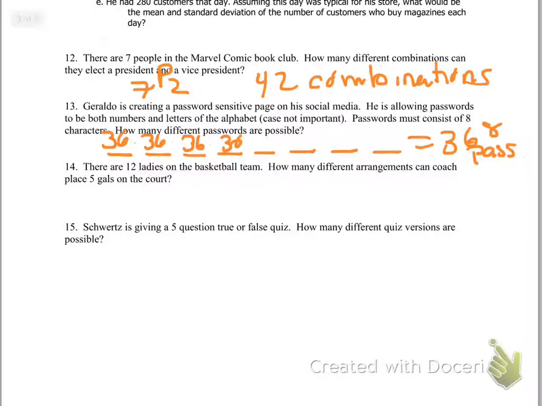Okay. There are 12 ladies on the basketball team. How many different arrangements can the coach place 5 gals on the court? So order here doesn't matter. So that's going to be 12 choose 5. So I'm going to go to my calculator. 12 choose 5, and that's 792 arrangements, okay?